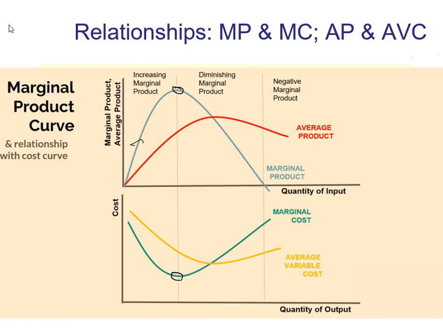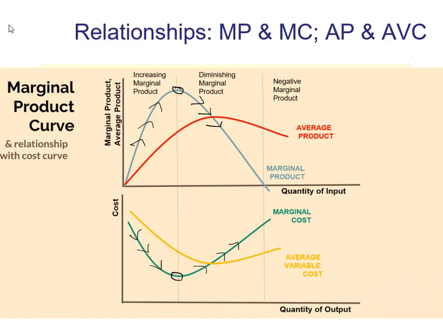And when marginal productivity is rising, we notice that marginal costs are falling. After this peak in marginal productivity, where we have diminishing marginal productivity, so marginal productivity with additional units of input is falling, what's happening to marginal cost? Well, no surprise here, they're rising. As you increase your inputs, your output's increasing, but your marginal costs are going up.